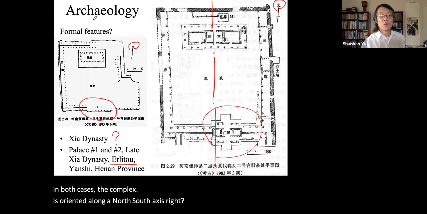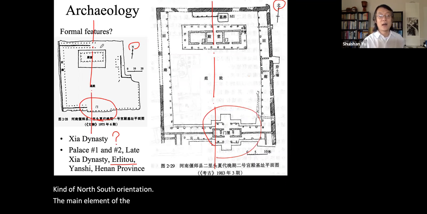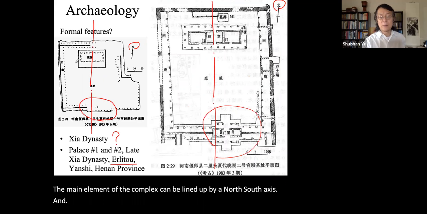Kind of a north-south orientation. The main element of the complex can be lined up by a north-south axis. And so that's the third characteristic, southern orientation.